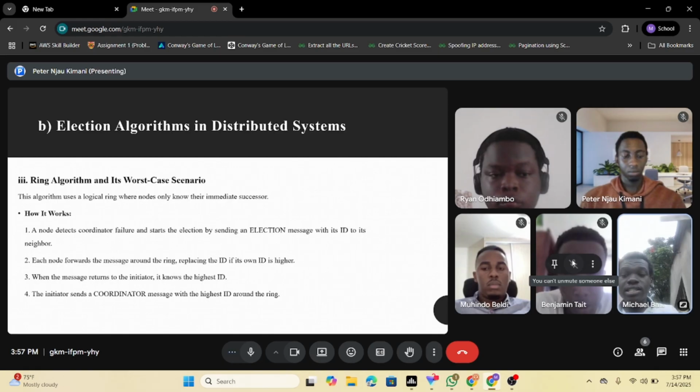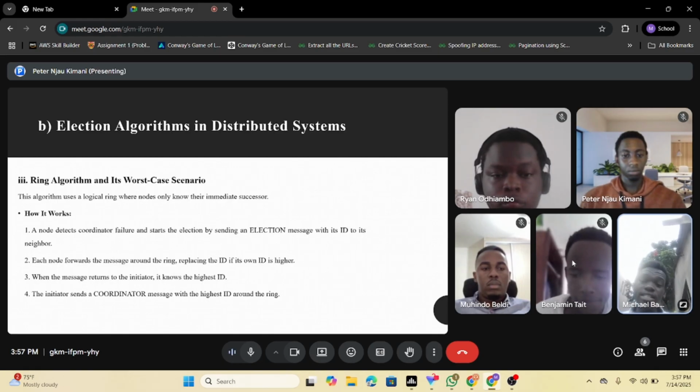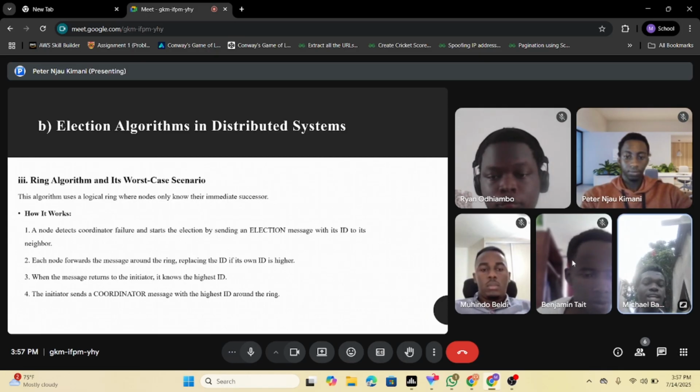As usual, a node detects coordinator failure or the leader failure. It starts an election by sending an election message with its ID to its neighbor. So in this case, you don't have to know all the others up there or down there, just need to know the neighbor. Then each node forwards the message around the ring, replacing the ID if its own ID is higher. So let's say I send it to my neighbor who has a low ID, then it will not be replaced. Yeah, it does not replace with its own, it will just pass mine. But if I pass to my neighbor and it has a higher ID, it will replace my ID with its own before it passes.